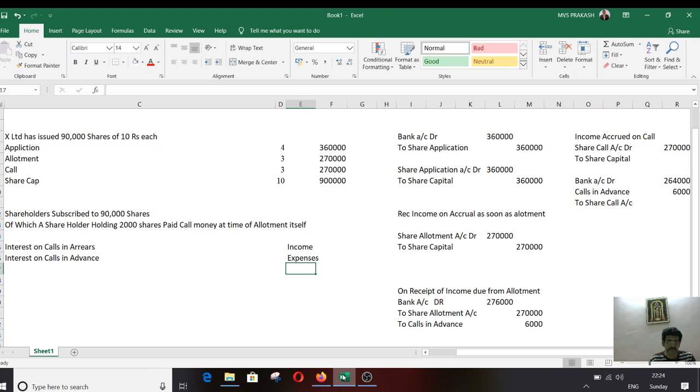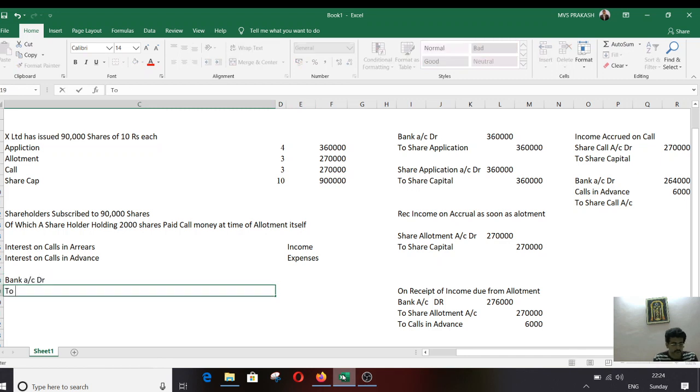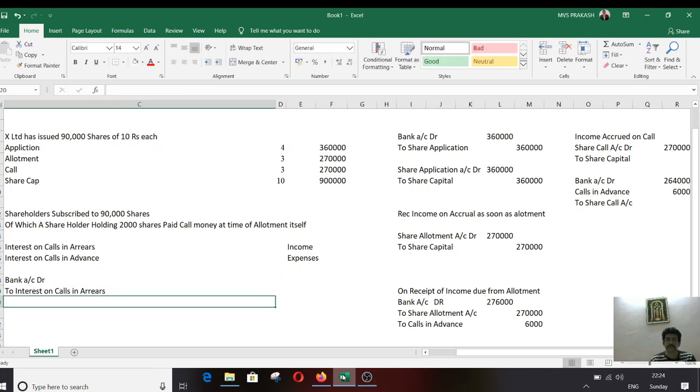Interest on calls in arrears is an income. And fundamentally, what is the accounting entry I have to pass? All incomes are credit. So I need to credit interest on calls in arrears when I receive this amount. As you are getting cash, bank account will be debited, and interest on calls in arrears account will be credited. So that entry I need to pass: bank account debit, and credit interest on calls in arrears.